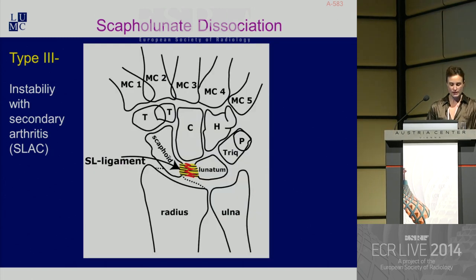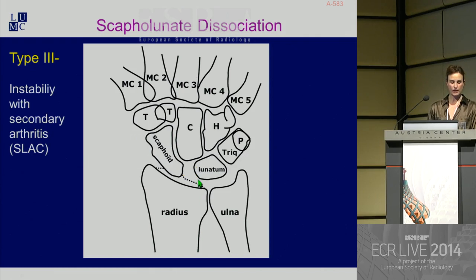So this ligament was broken, but we didn't see it, and the patient is now in our emergency department with a lot of pain, and this is due to secondary arthrotic changes. We will call this problem a SLAC wrist. It's a scapholunate advanced collapse.